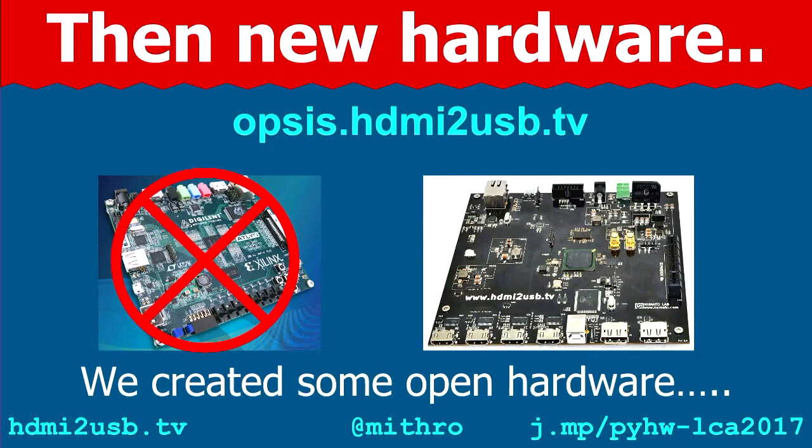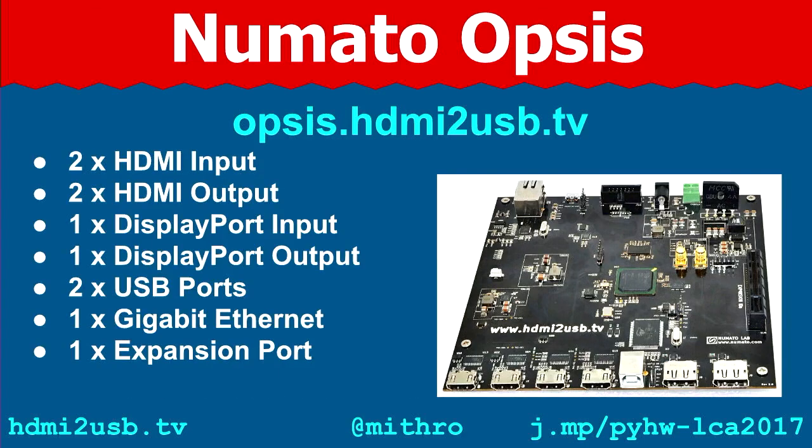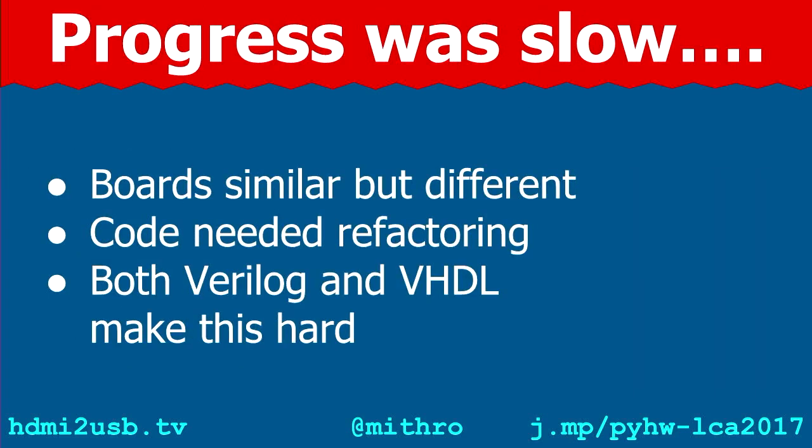And then we created some open hardware. This is the OPSIS board. Because our dev board wasn't open and we want the whole toolchain to be open, we created some new hardware, and so we needed to support this new hardware, and it had a bunch more functionality. Our hardware was kind of based around the same ideas as the prototyping board, but it was slightly different. And we needed to refactor the code to make this work. And Verilog and VHDL made this really hard. We were having a lot of trouble supporting both boards.